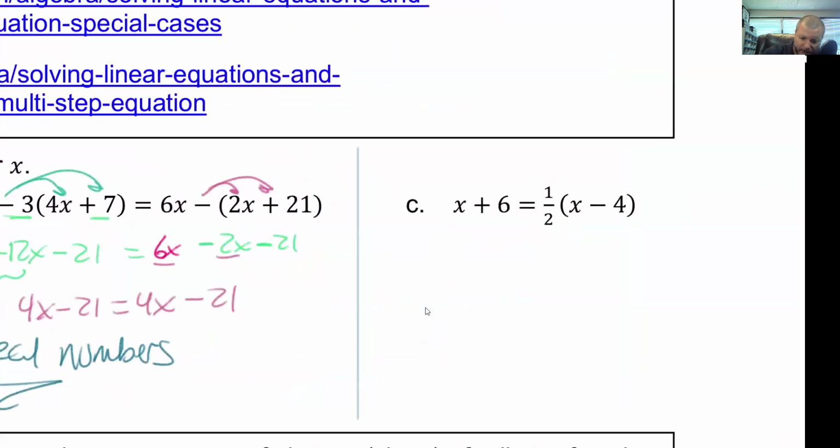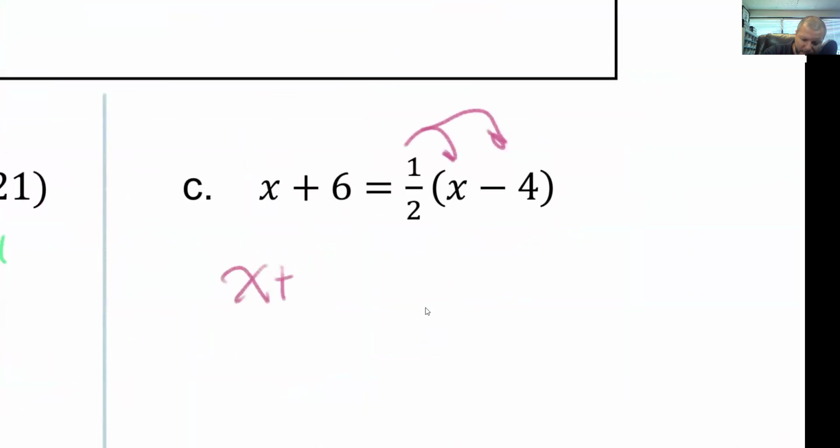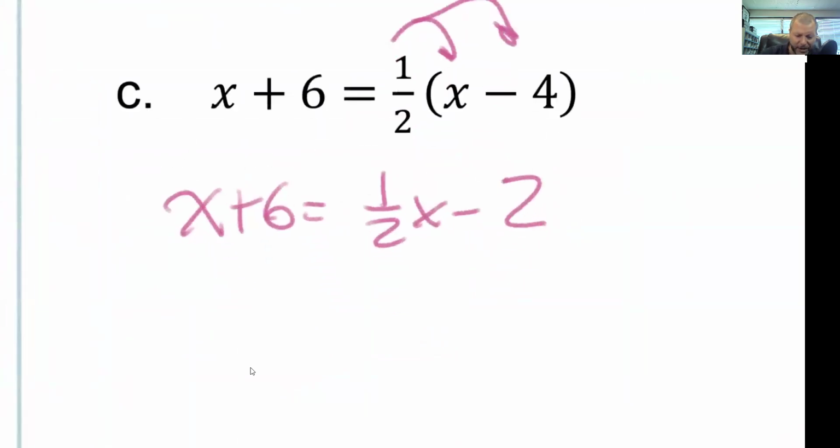Right over here, same thing. Let's just divide this one half to both pieces. I get an x plus 6, half of x minus half of 4. So that's 2. I would look, so there's a couple of things here. So you can subtract half on both sides, but a lot of students are just not fans of fractions. I get it. Not me, but whatever.